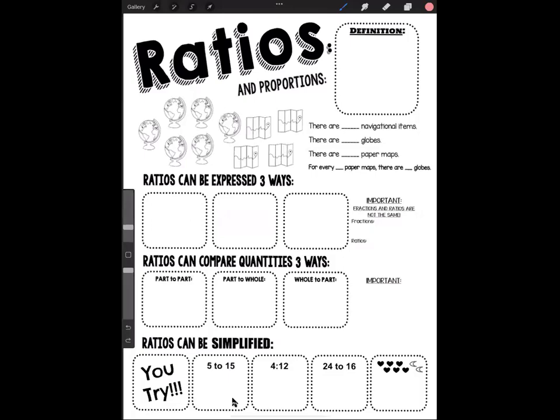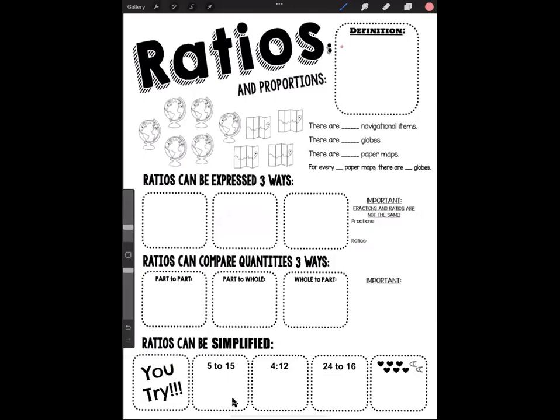Okay, so you are going to be taking notes on a new topic called ratios. I know it doesn't really look like it's pronounced, but it is pronounced ratios. So first, let's talk about what a ratio is.